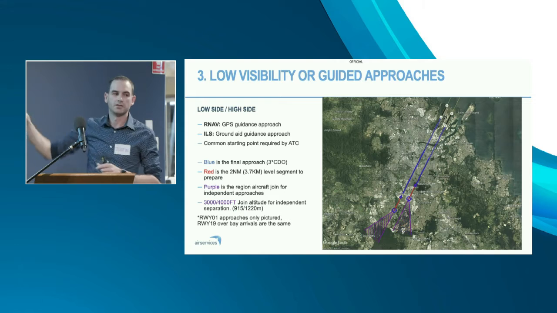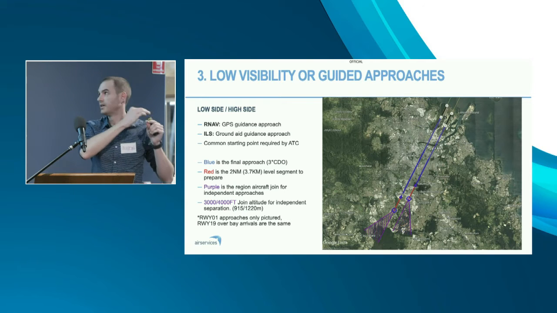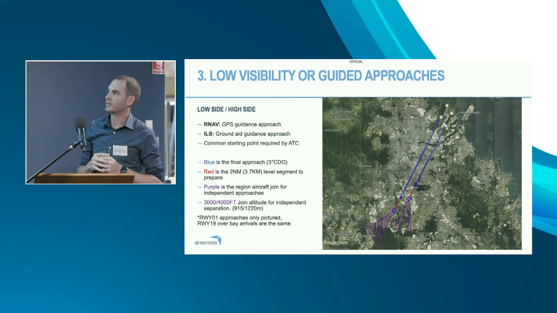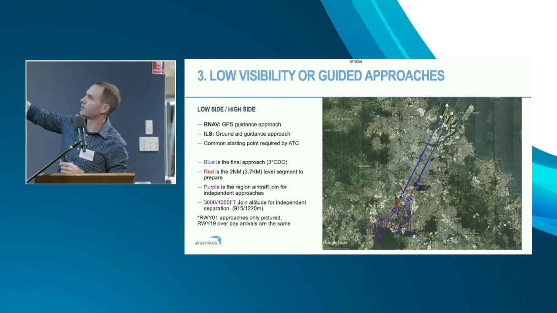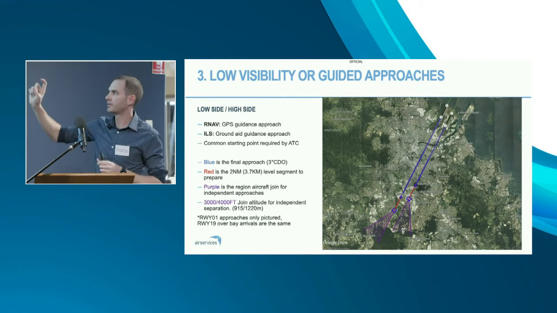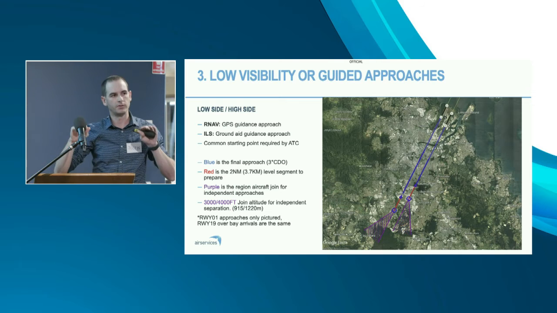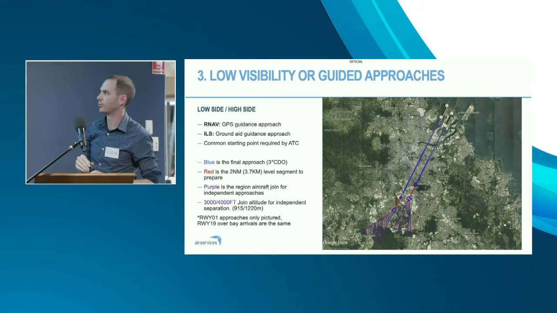And the length of those lines is dictated by where 3 degrees hits the altitude they start their approach at, whether it be 3,000 or 4,000 feet, which is 900 metres or 1,200 metres. There's a little red segment prior, that's also in the rule book. That needs to be used as a level segment for the aircraft to prepare to actually start their approach.